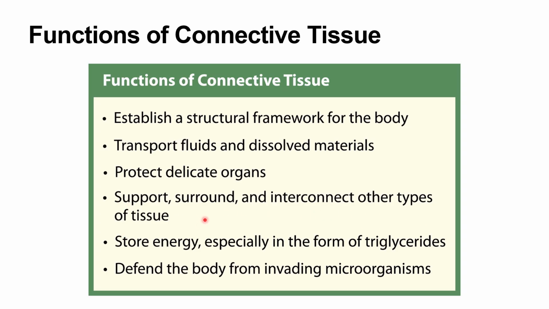That's another key aspect of things like our adipose connective tissue. And our adipose connective tissue also stores energy, especially in the form of triglycerides, because we talked about in our previous unit that triglycerides are going to be one of our primary building blocks for adipose tissue. And then, of course, in the responsibility of our fluid connective tissue, like our white blood cells, it's going to be responsible for defending the body from invading microorganisms like bacteria, viruses, sometimes even prions and fungi.